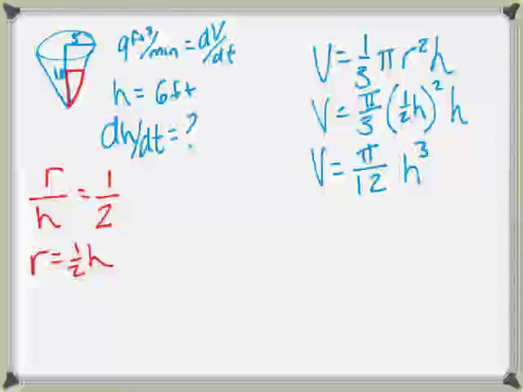Can we plug in numbers for V or h? No, because they're both changing. The volume's changing, the height of the water is changing, so we need to take a derivative at this point in terms of time. So dV/dt is equal to what? 3 comes down, so 3 pi over 12, or pi over 4 if we reduce.